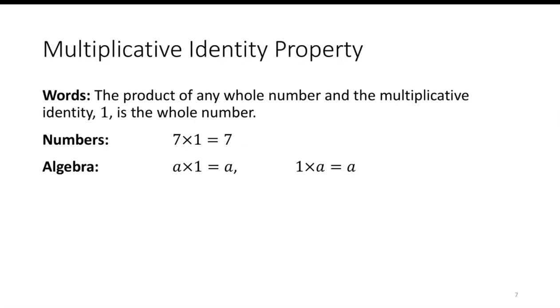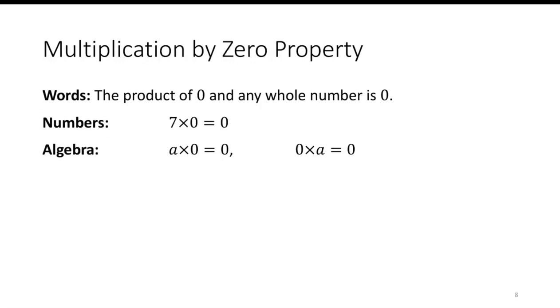The multiplicative identity property: with multiplication, if you multiply by 1, you're not changing anything. So 7 times 1 is 7, 1 times 7 is 7, a times 1 is a, 1 times a is a. There's also the multiplication by 0 property, and that is the product of 0 and any whole number is 0. So 7 times 0 is 0, 6 times 0 is 0, 0 times 0 is 0. In general, a times 0 is 0, and 0 times a is 0.